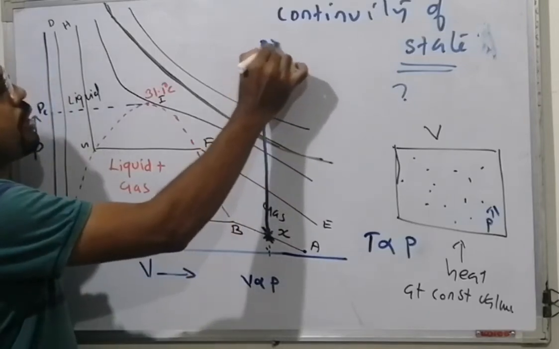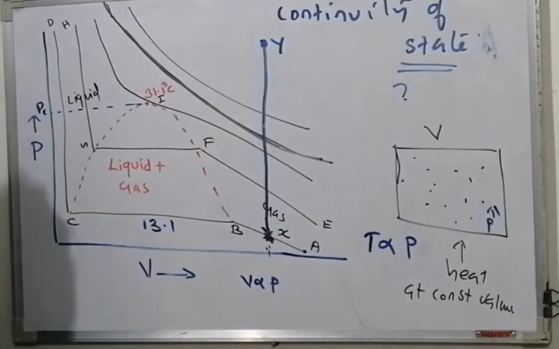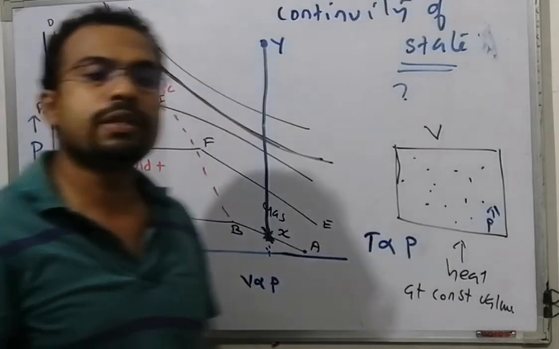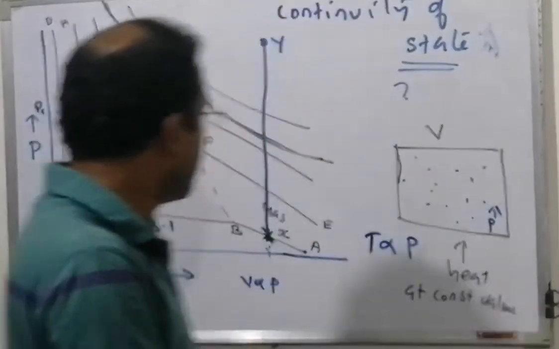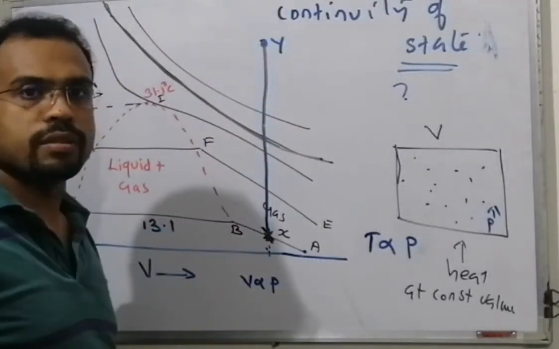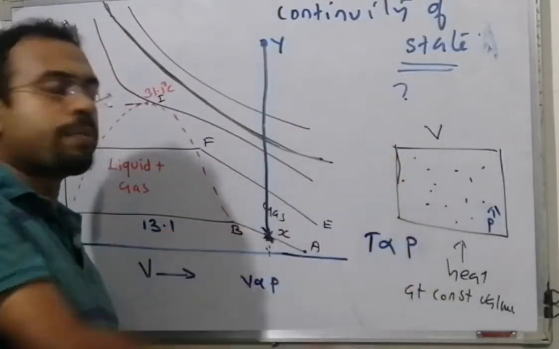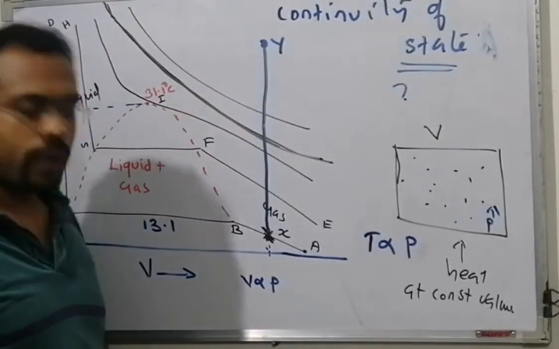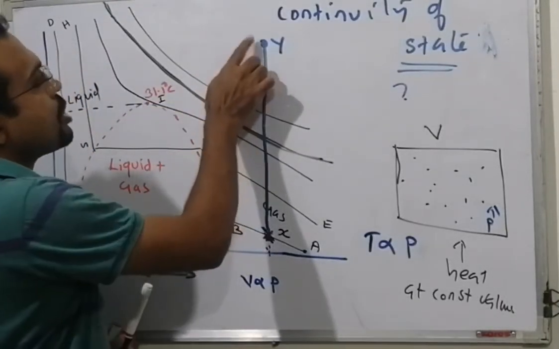Imagine it reached here. This pressure is above the critical pressure. But it is still in the gaseous state, because you have given a temperature above the critical temperature. Okay? Now you have reached this point.